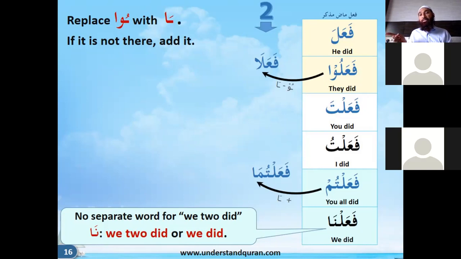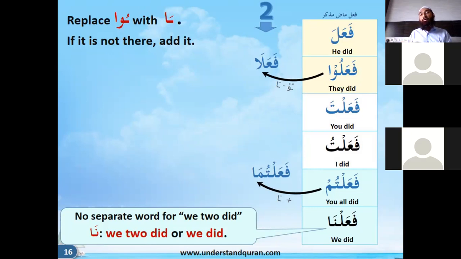Fa'ala, fa'ala, fa'alu. Fa'ala, he did. Fa'ala, they both did. Fa'alu, they all did, right? Second person is fa'alta, plural is fa'altum, and dual is fa'altuma. So fa'alta, fa'altuma, fa'altum. Fa'altu is the same, and fa'alna is going to remain the same for two also and for plural also.